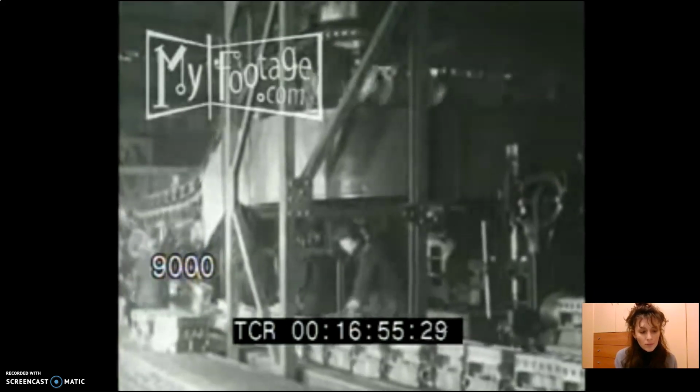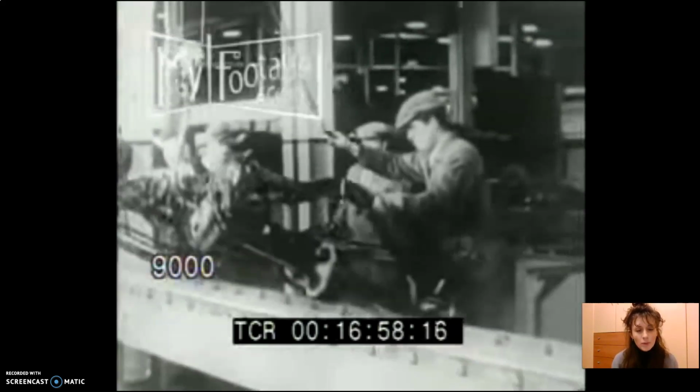This is an automobile factory. They were producing cars in the 1920s.